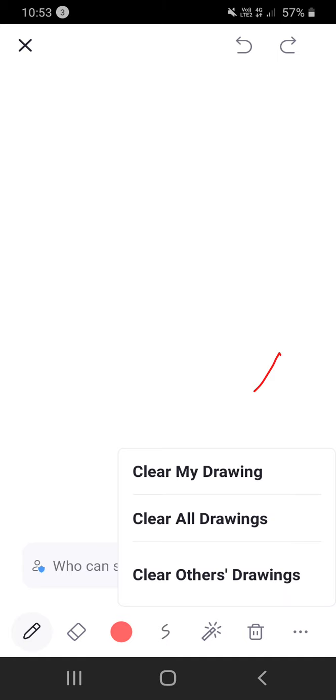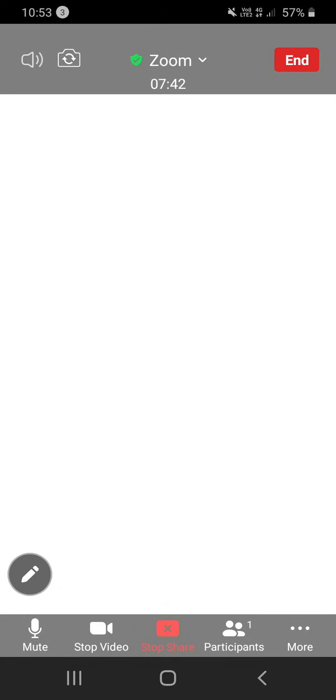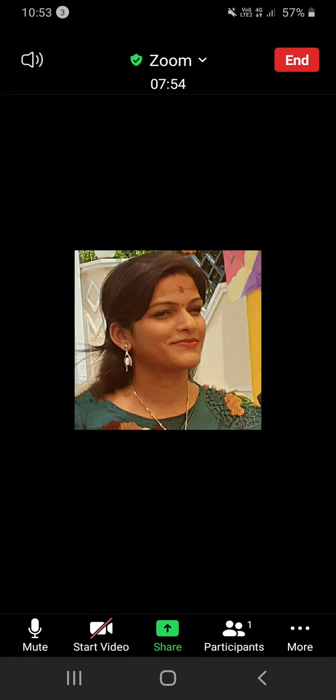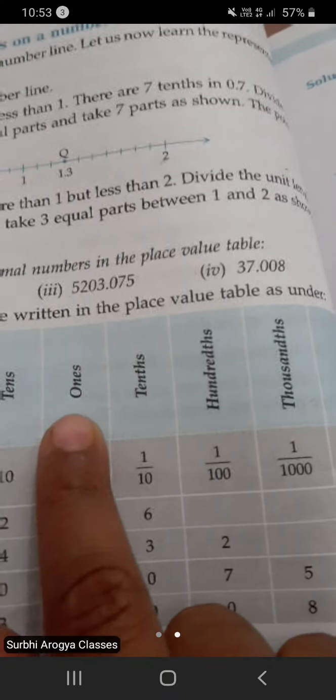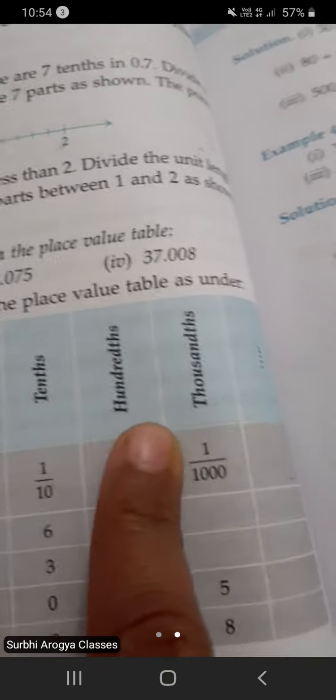Children, I am turning on the video, and you see here, just wait. Children, you can see here, the places are decreasing from ones. This will become tenths, hundredths, and thousandths. So children, these numbers are called the decimal numbers.